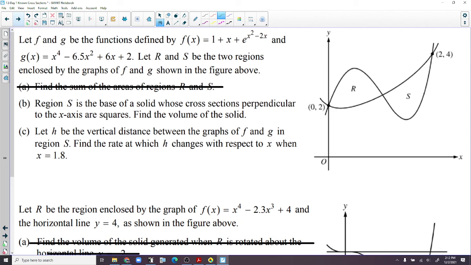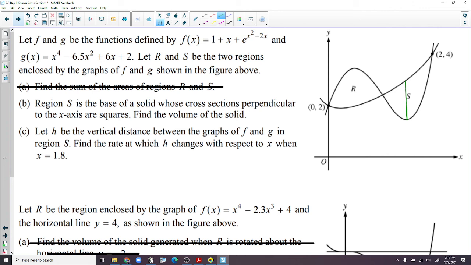This is an example of a free response question. I thought A is just finding the area. We're going to skip that. That's old stuff. Region S is the base of a solid whose cross sections perpendicular to the x-axis are squares. Find the volume of the solid. So here's area S. So there's the base of a square. Now if we laid this down, these squares are coming up off of the base like this. So there's one square.